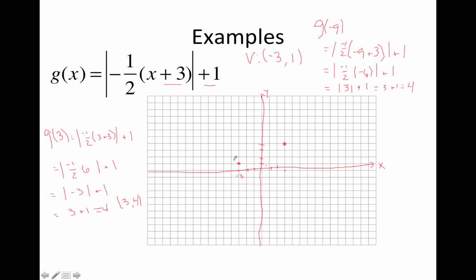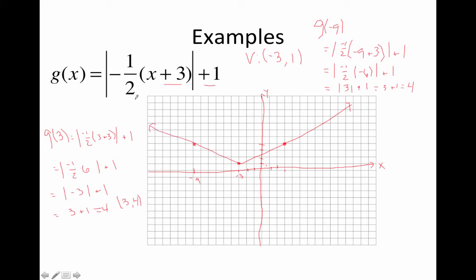So when I go over to negative 9 now, negative 4, 5, 6, 7, 8, 9, I'm going to go up to 4. 1, 2, 3, 4. And I'm going to connect my dots to make 2 straight lines to get my V.